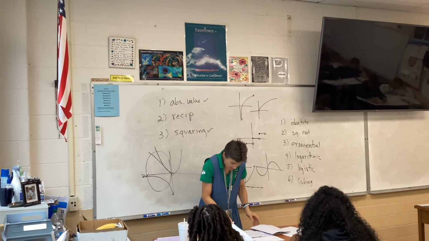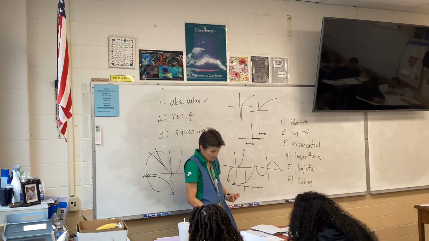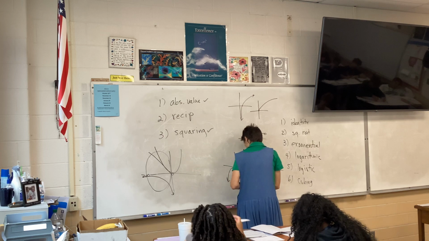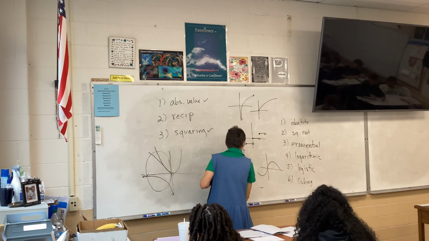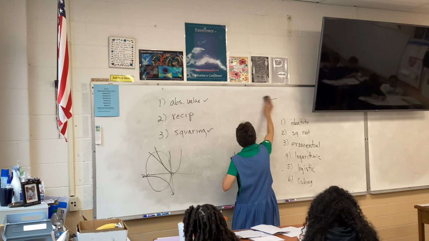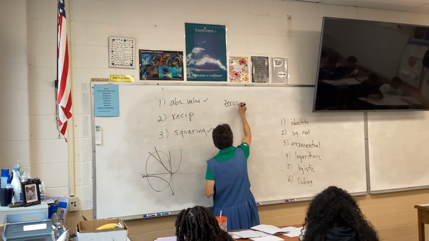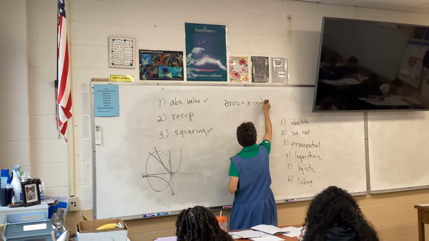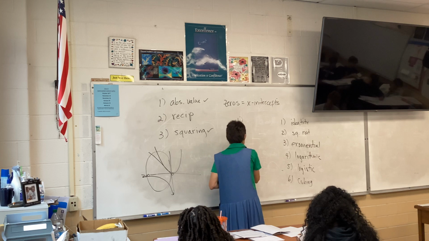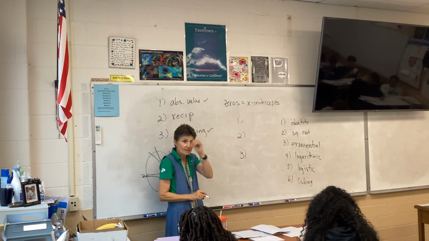One more. Number 23. The three functions with no zeros. Okay, what are zeros again? X-intercepts. I heard someone say it. Awesome. Zeros are x-intercepts. You need to know that word. So there are three functions that do not touch the x-axis.